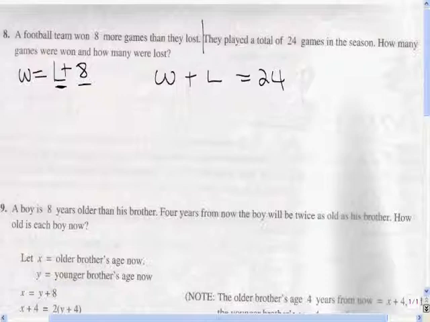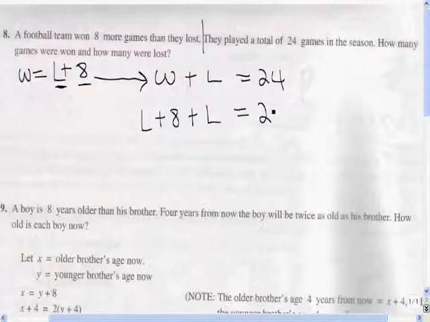Since I know what W equals, L plus 8, or the games they lost plus 8, that equals W, I'm going to substitute the W for L plus 8, right? So I'm going to write L plus 8. All right, so we plug it in. So L plus 8 plus L equals 24.